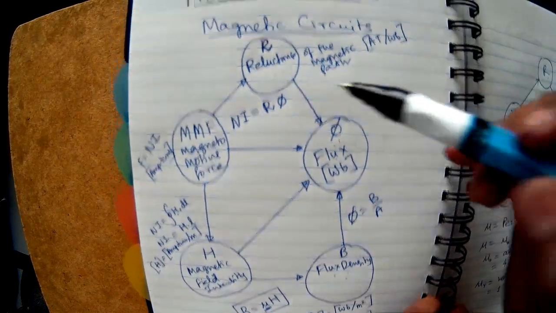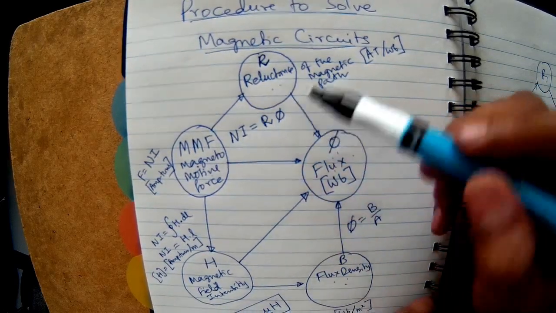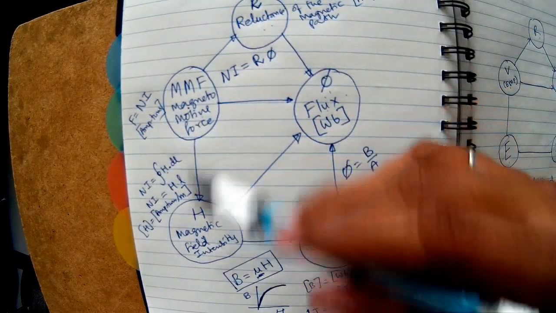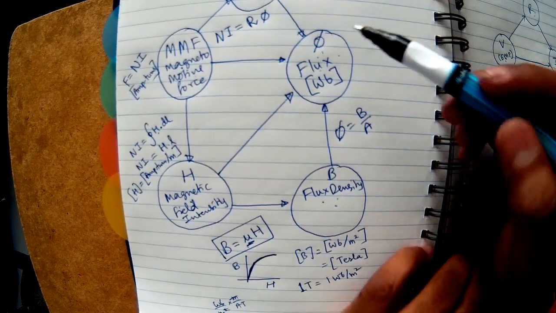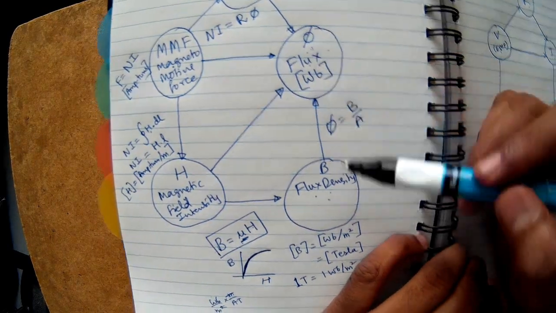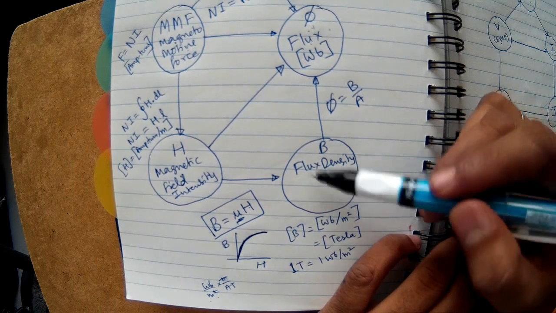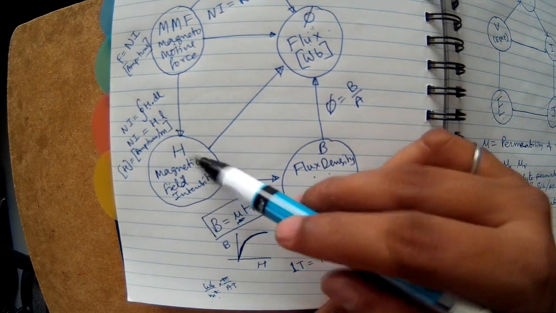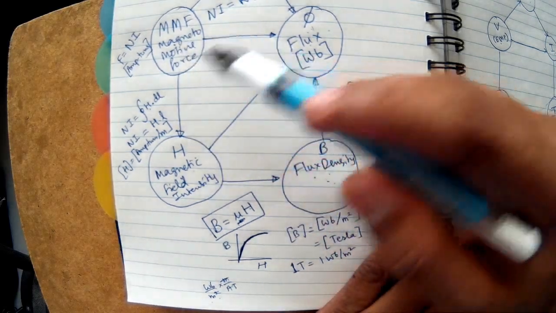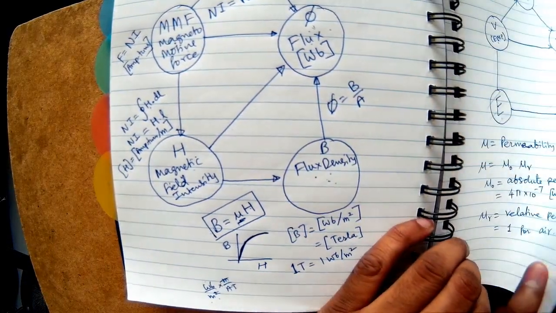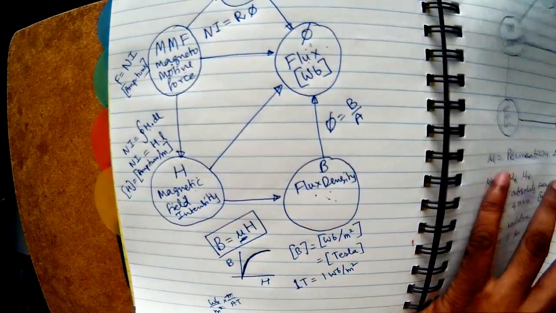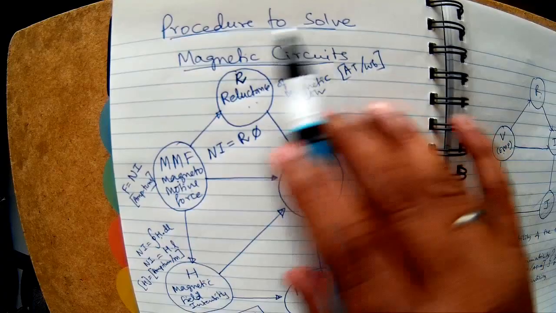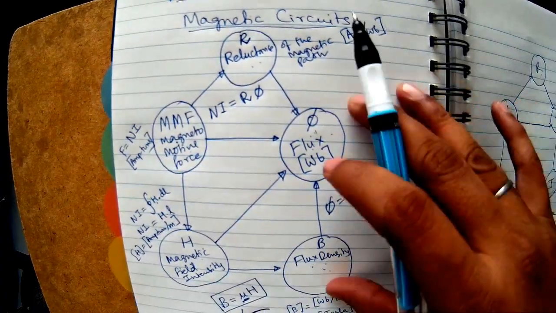Since in my previous video I solved using the first path, now in this video I will solve using the other path. So the idea is, given the flux, I will find the flux density, and knowing the flux density I will find the magnetic field intensity, and knowing the magnetic field intensity I will find the MMF. So those are the steps that we will follow in our problem. For those who are directly seeing this video, this procedure to solve magnetic circuits is explained in another video. First you can see that, and then you can come back to solving this.